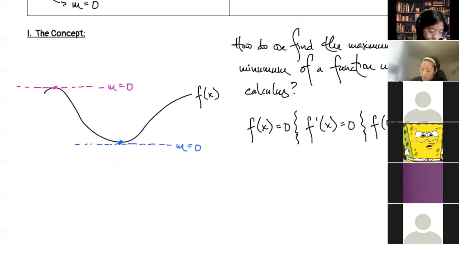So I'm wondering if we can take a moment to unpack each of these ideas and think about what they're saying. In particular, f of x equals 0. I'm wondering if someone can rephrase that for me. What does that mean in terms of a graph? Okay, f of x equals 0. What does that mean on a graph?